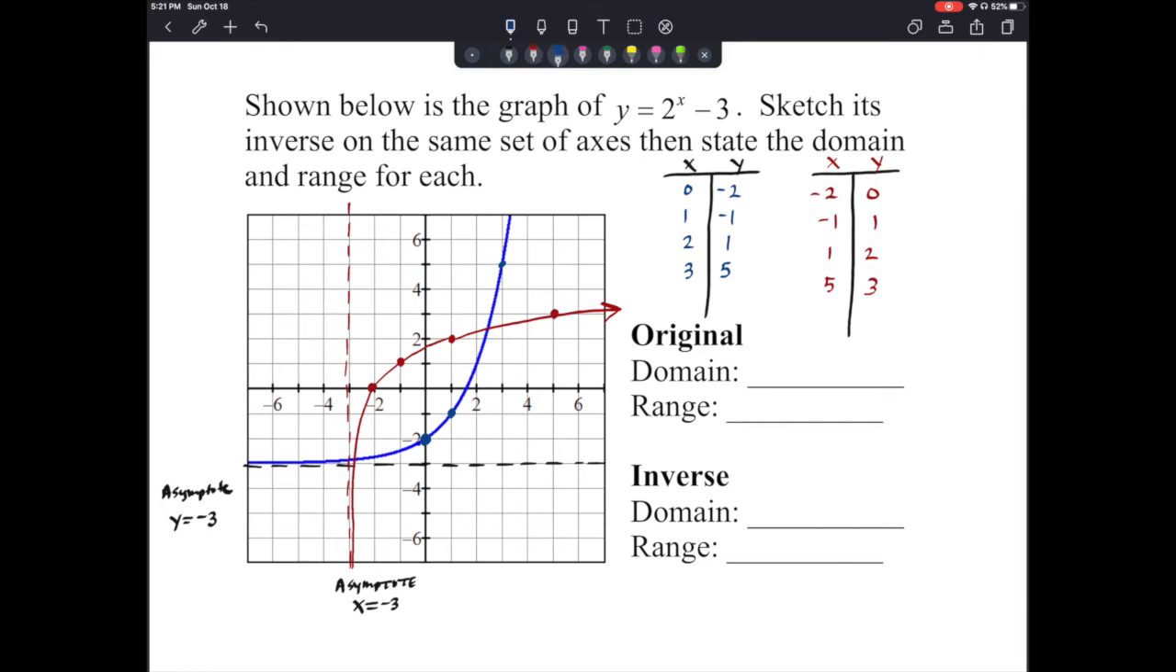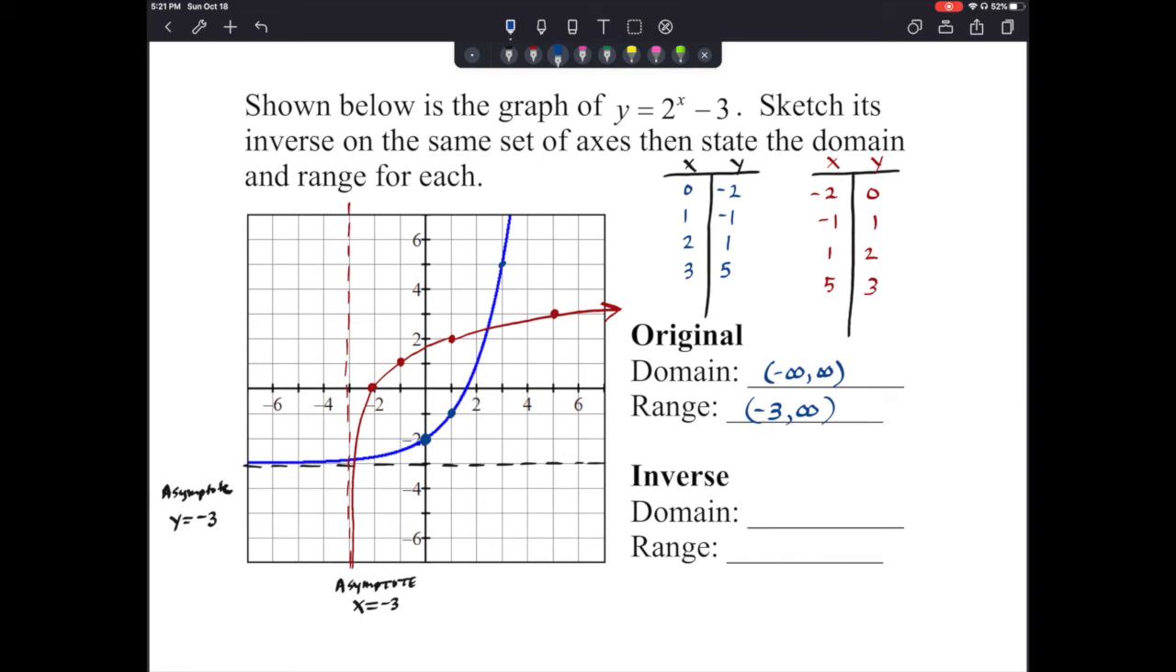Looking at our domains and ranges, the domain of our original function is going to be all real numbers. It goes left and right forever. Our range, though, goes from -3, and we're going to exclude that value because it's an asymptote, to positive infinity.